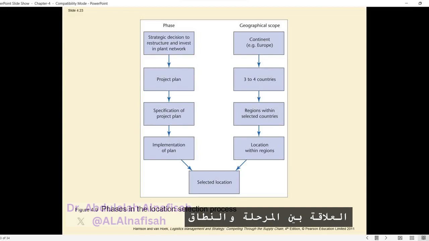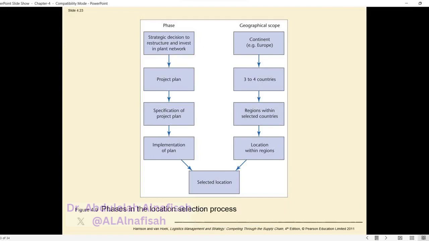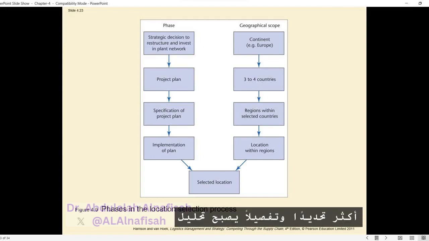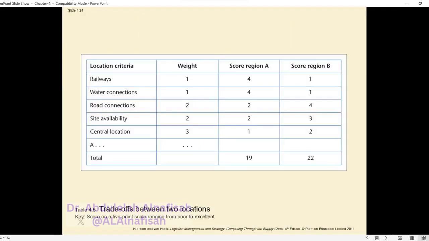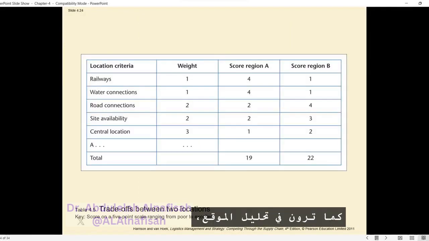Relationship between phase and geographical scope. The flowchart shows that as the phase progresses from strategic to operational, the geographical scope narrows down from continent to location. This means that the project plan becomes more specific and detailed as the location analysis becomes more focused and precise. As you see in location analysis, this table shows trade-offs between 2 locations.